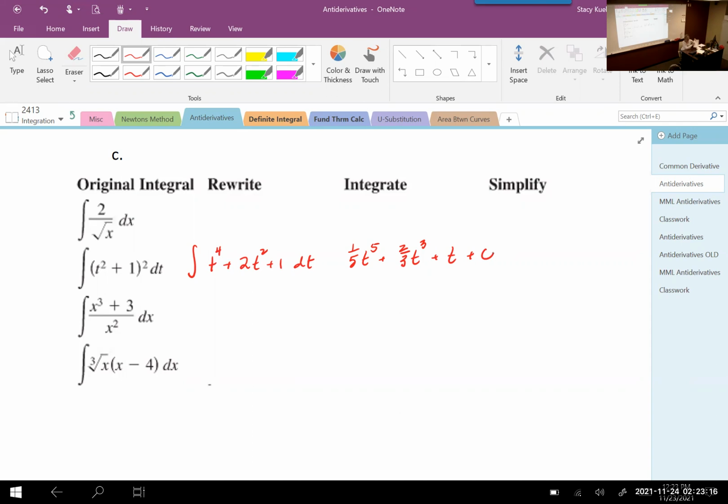Okay, let's look at the last one, the integral of the cube root of x times x minus 4 dx. So we don't have the product rule either. So we just have to expand this. So looking at the last one here, I'm going to rewrite this as the integral of x to the positive 1/3 times x minus 4 dx. And then I'm going to distribute. So that's the integral of x to the 4/3 minus 4x to the 1/3 dx.